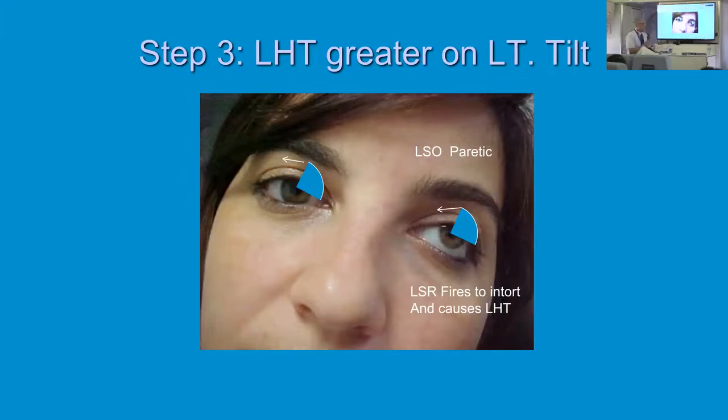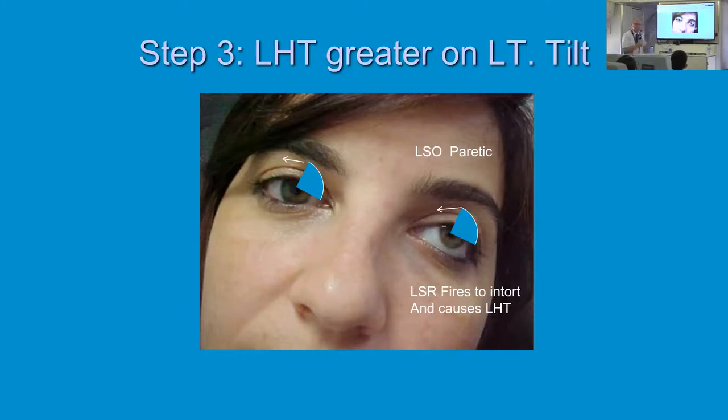So maybe this will show it a little bit better. In step 3, the left hypertropia is greater on head tilt to the left, and her left superior oblique is paretic. So the left superior rectus fires to intort the left eye, and that causes the left hypertropia as the superior rectus fires. Whereas the other muscle in question was the right superior rectus, but this eye has to extort, go out away from the midline. So there's no need to fire the right superior rectus. So you know the answer is going to have to be left superior oblique.